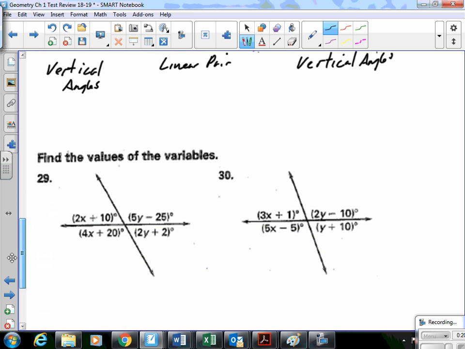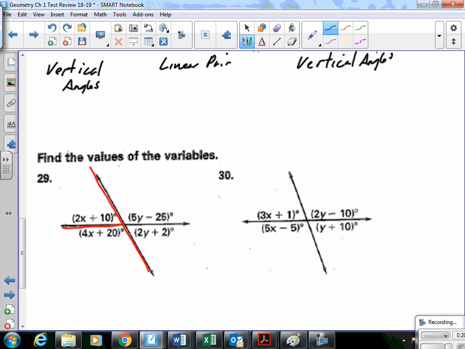All right, 29 and 30, solving for the variables, which if we look at the example here, we have two terms with x's, two terms with y's. The terms with x's are on one side, where they are side by side, forming a straight line. So they are a set of linear pair angles, and linear pairs have to add up to 180.